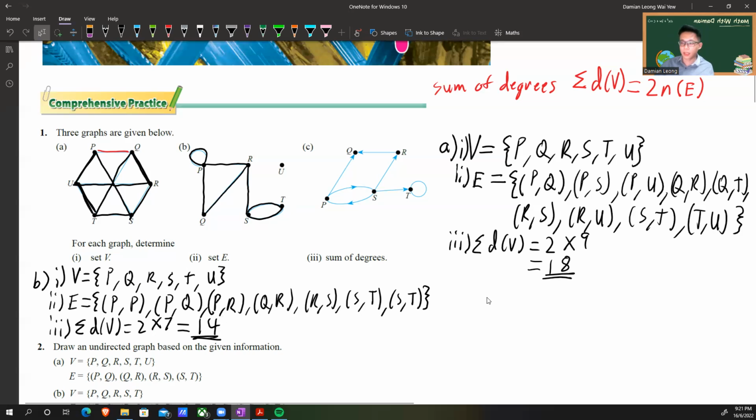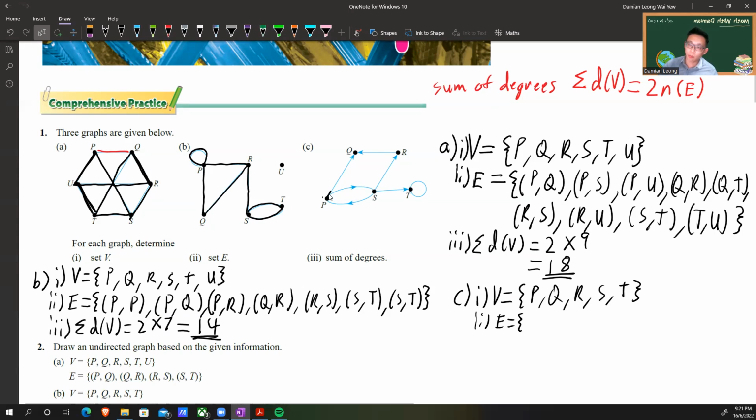And then for part C. For part C, set V, list down all the vertices. I have P, Q, R, S, and T here. So P, Q, R, S, T. Second one, set E, the set of all the edges. So for this one, you can see there's an arrow, there's direction. So we need to list out your edges according to the direction as well.